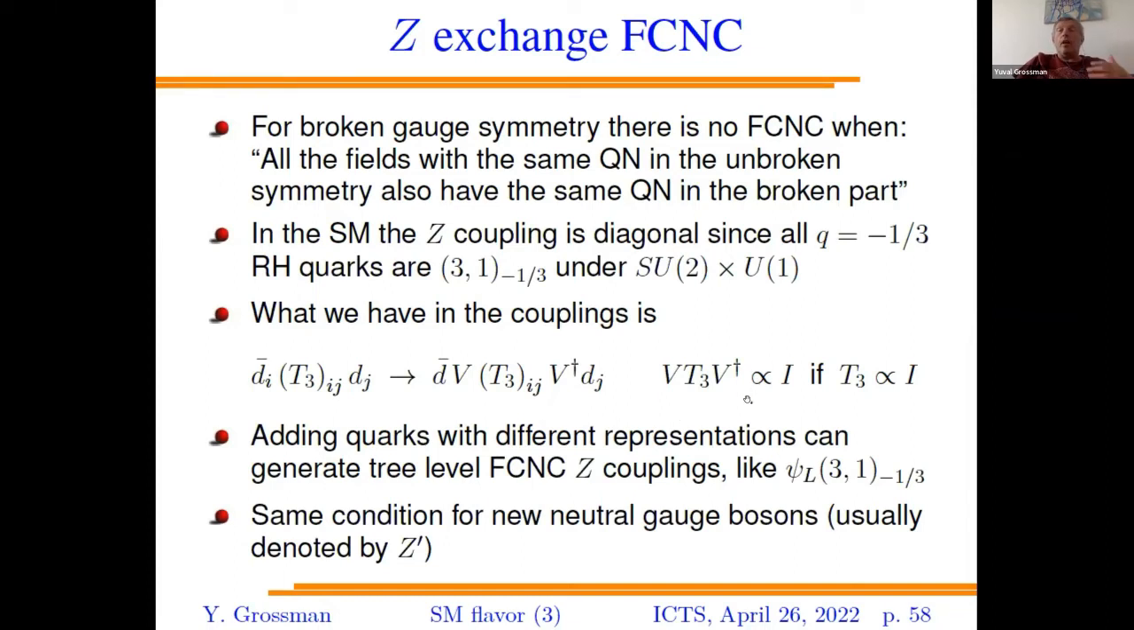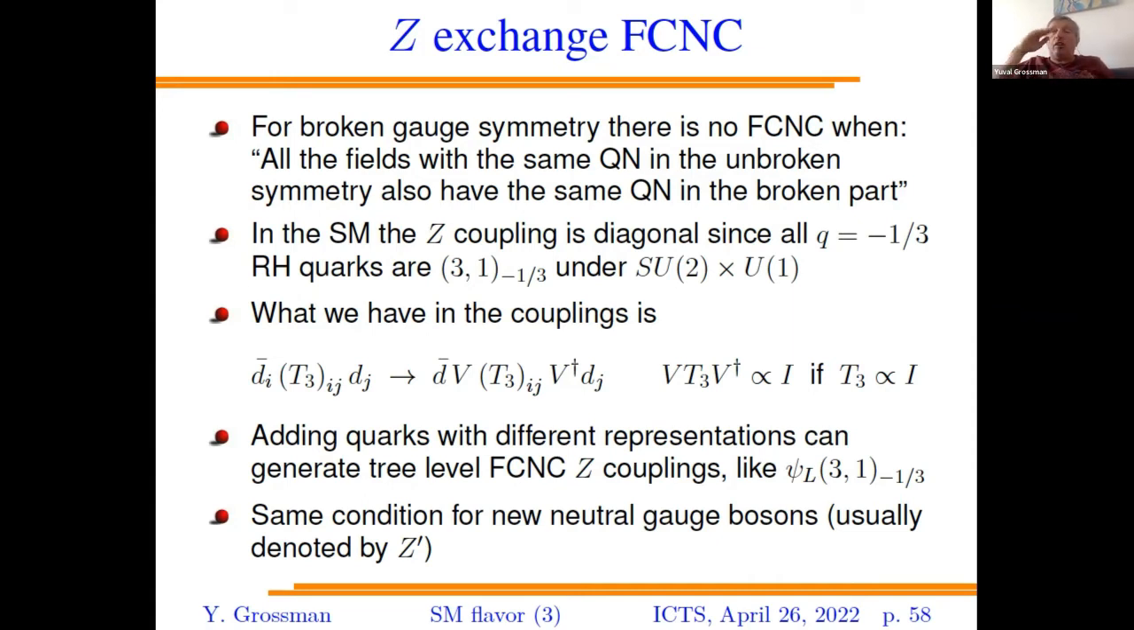So let me say that, therefore, when we add things to the Standard Model, we can have flavor change in neutral current from the Z coupling. For example, if we have a psi left that transforms like this, that is not a doublet, a left-handed fermion that is not a doublet, it will give us flavor change in neutral current at tree level from the Z coupling. And let me mention one last thing: the same thing happens also with other gauge bosons, like what we usually call Z prime. These Z primes are also going to have flavor change in neutral current if the couplings of the unbroken parts come from a different representation in the broken part.